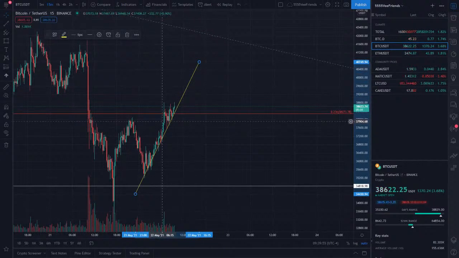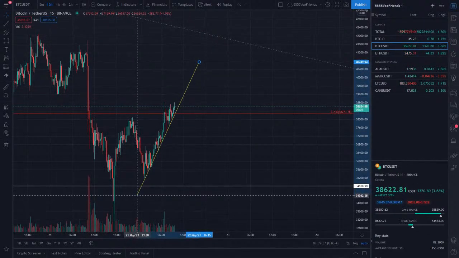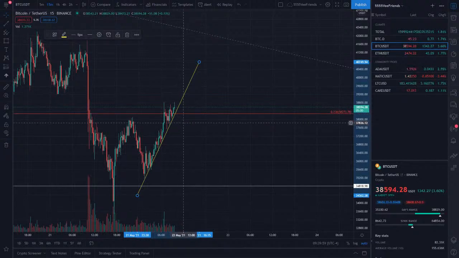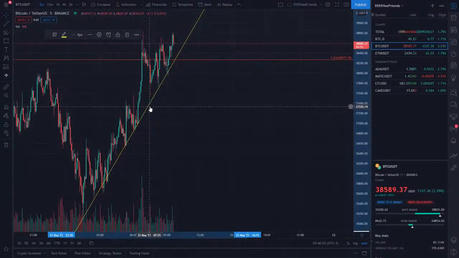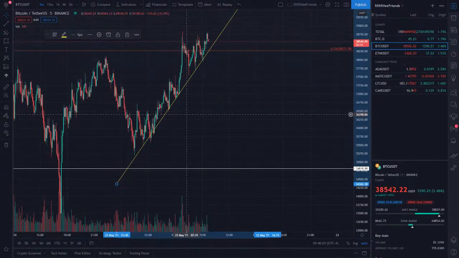I'm going to leave that there because as time progresses, we'll see actually what ended up happening. You know what? I'm going to put it on a smaller time frame. I'll call that fairly accurate. I mean, it's not perfect, but it's fairly accurate. So we'll leave that there on Bitcoin.